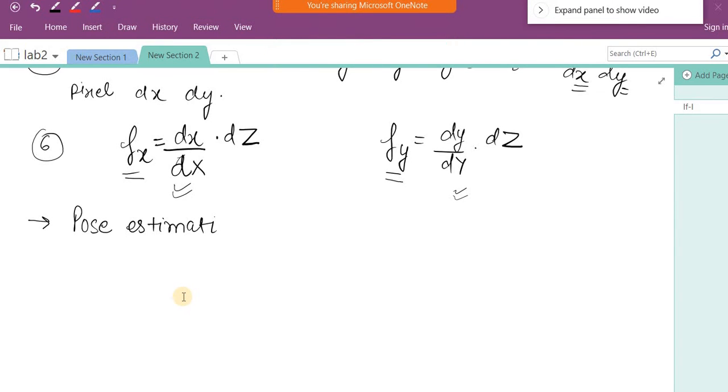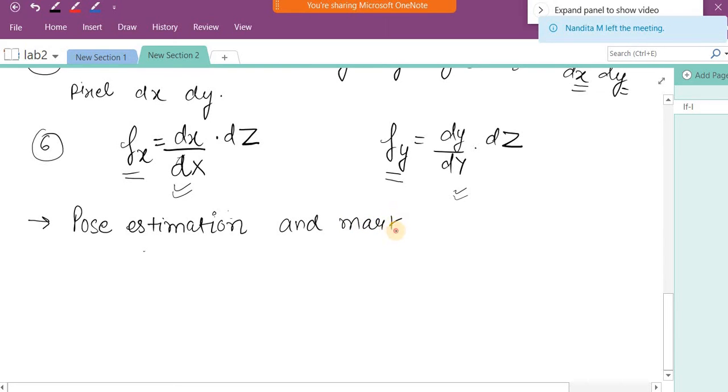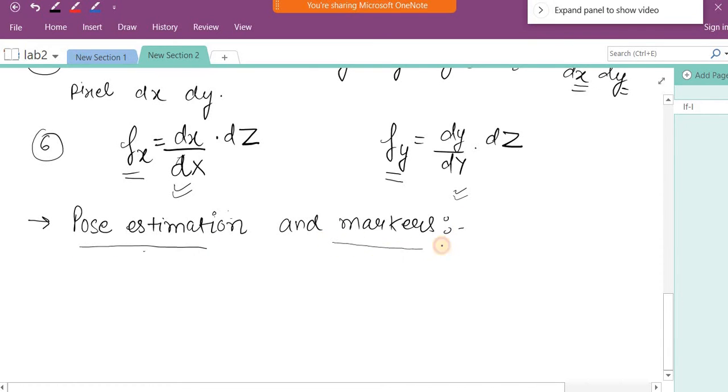So pose estimation, sorry for the interruption guys, and markers. Again, pose estimation comes from the homography, and a marker is nothing but your plane surface. That's it.